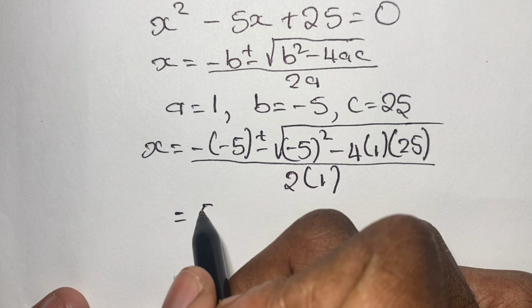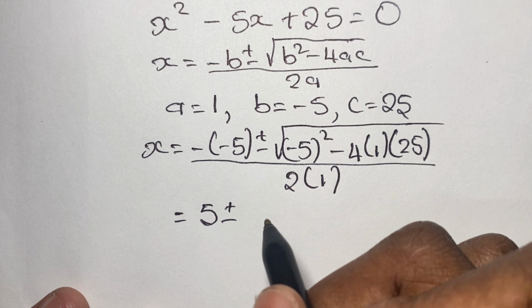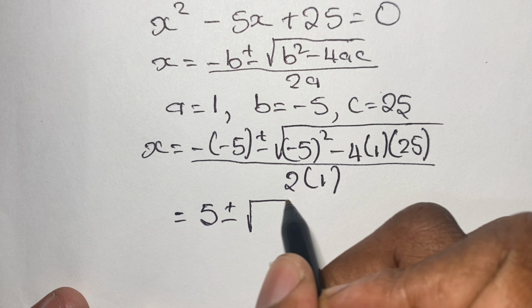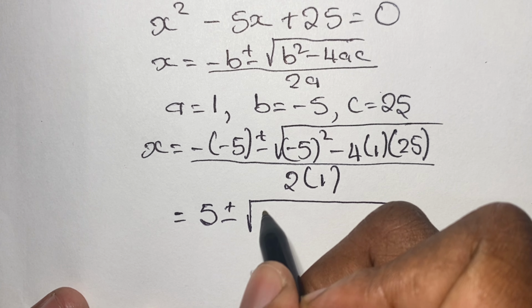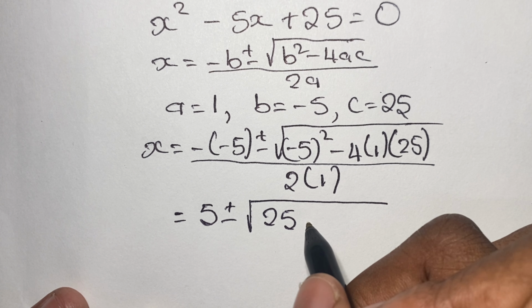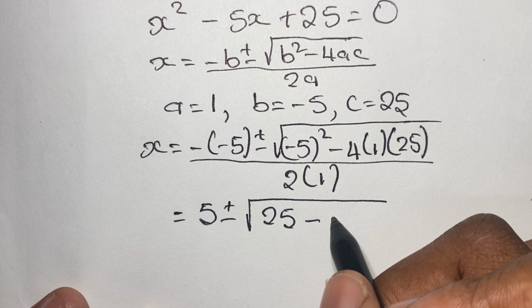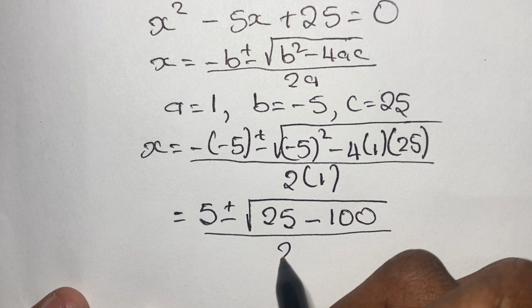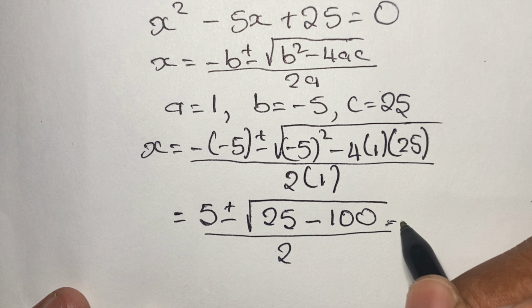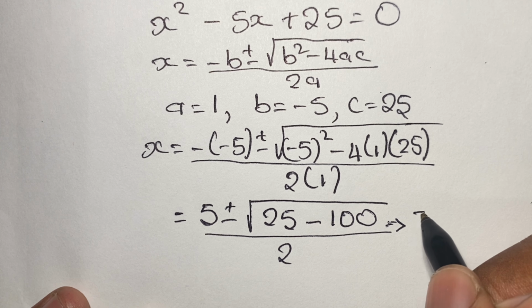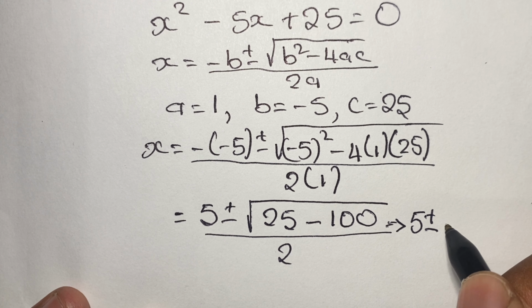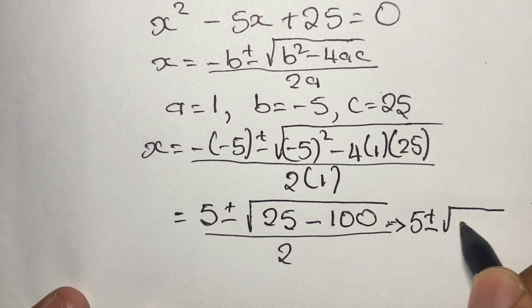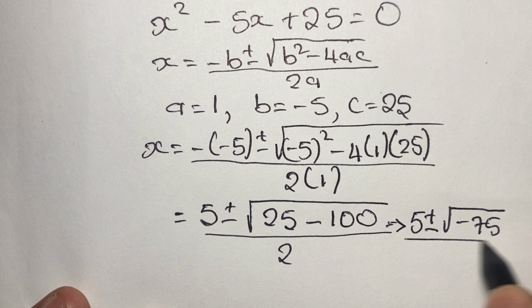So now evaluating this, we know we're going to have positive 5 plus or minus the square root of negative 5 squared is going to give us positive 25. So we have that subtract the value of 4 times 1 times 25, which gives us 100. So we have 5 plus or minus the square root of 25 minus 100 all over 2. Now we can rewrite this as 5 plus or minus the square root of negative 75 all over 2.